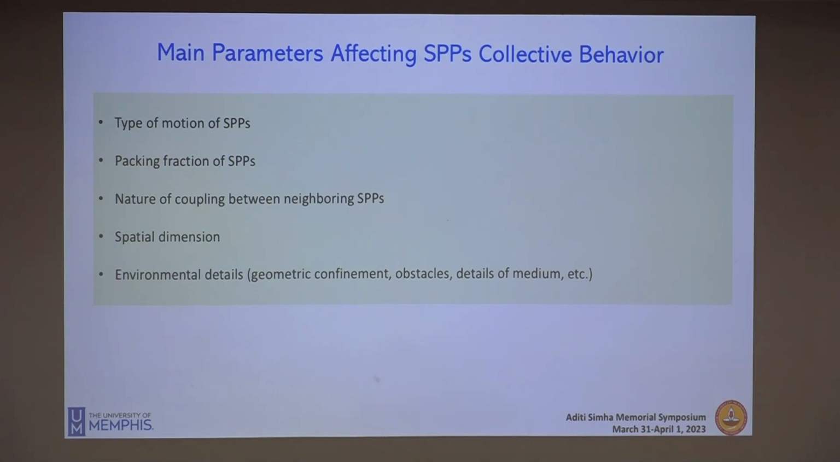environmental details. These can correspond to the geometric confinement, the boundary of the system, for example, whether there are obstacles in the system, what the geometry is, or how these obstacles are distributed. The details of the medium could all be important, whether it is just a Newtonian fluid, or a viscoelastic system, or a liquid crystal system with order in it. A lot of scientists have been looking at these environmental effects on collective behavior, particularly in the last few years. And that's what I will focus on mostly.